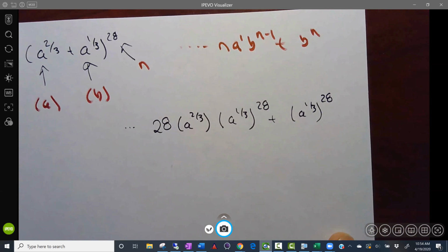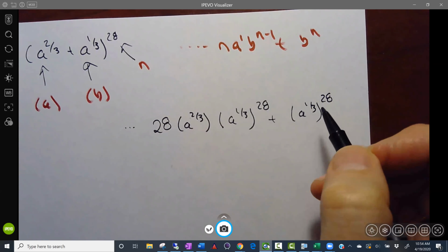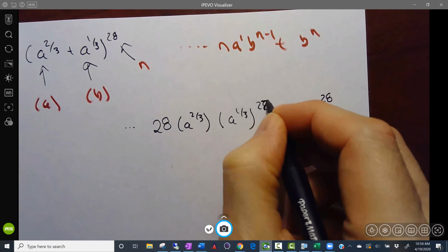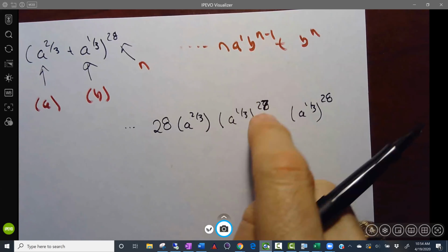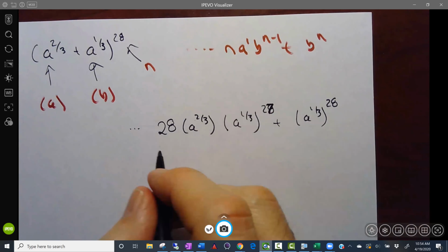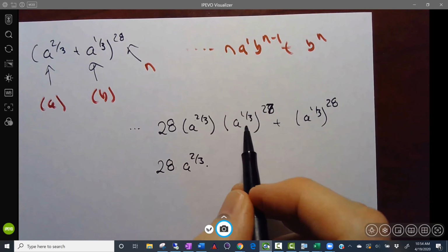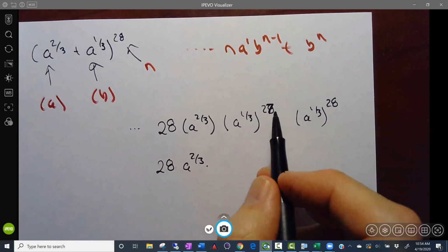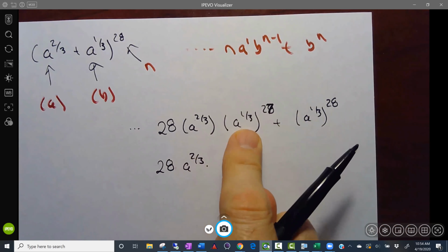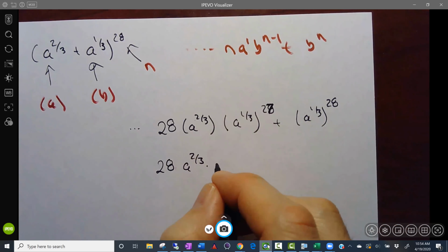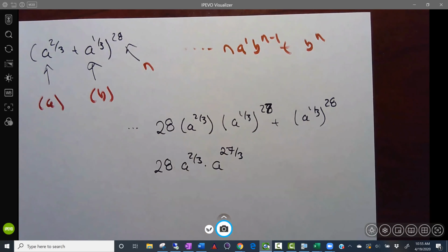I'm pretty sure they're going to want you to simplify things here. So let's start out with the easier part here. Oh, you know what? I made a mistake here. That should be a 27. Should be n minus 1, right? 28 minus 1 is going to be 27. So 28 A to the 2/3 times what? Well, what's going to happen when I remove the parentheses? What do these exponents do? Do they multiply or do they add? If you said multiply, kudos to you. And I know 27 over 3 simplifies, but I'm not going to simplify that just yet.